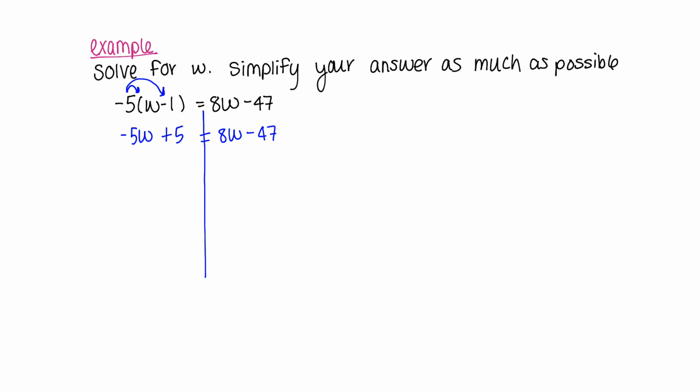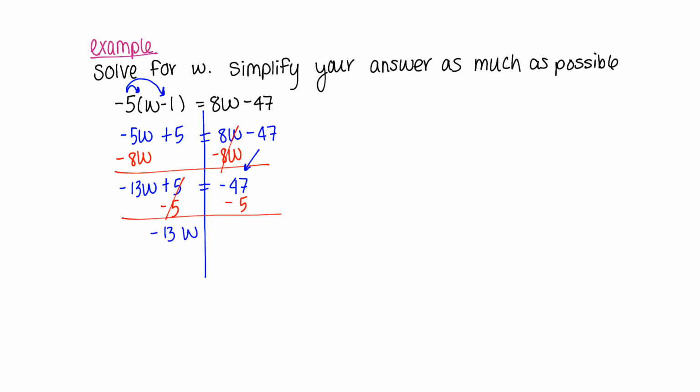From here, I want to get my variables on one side. I'm going to subtract 8w on both sides. Negative 5w minus 8w will give you negative 13w plus 5. These 8w's are gone. The negative 47 still exists. He just comes straight down with his negative sign. To get the negative 13w by itself, I'm going to subtract 5 on both sides. Negative 13w is equal to negative 47 minus 5 is going to be negative 52.